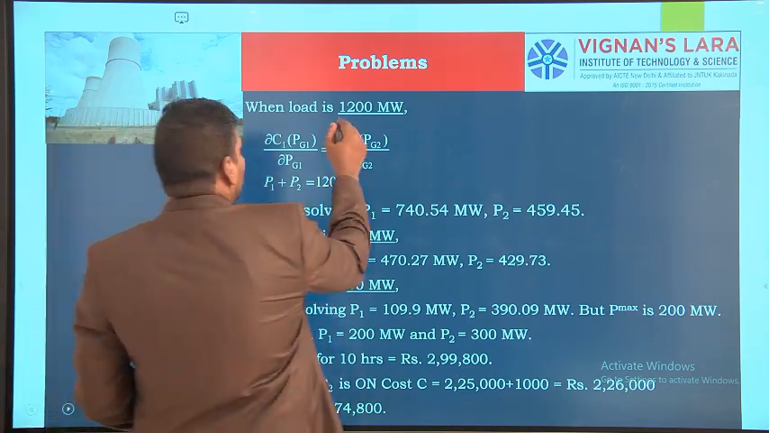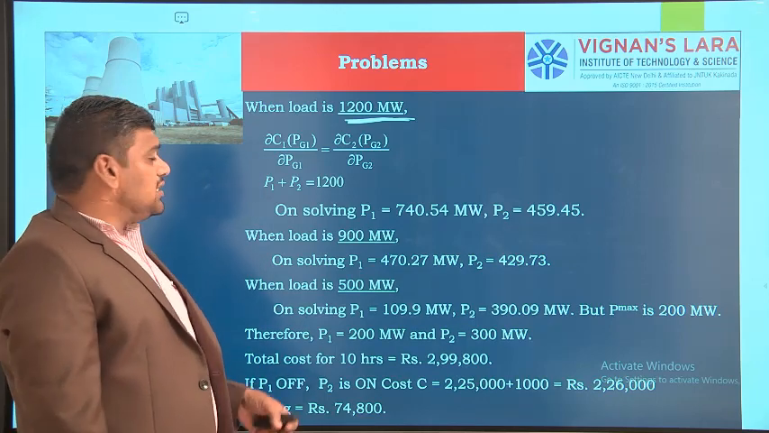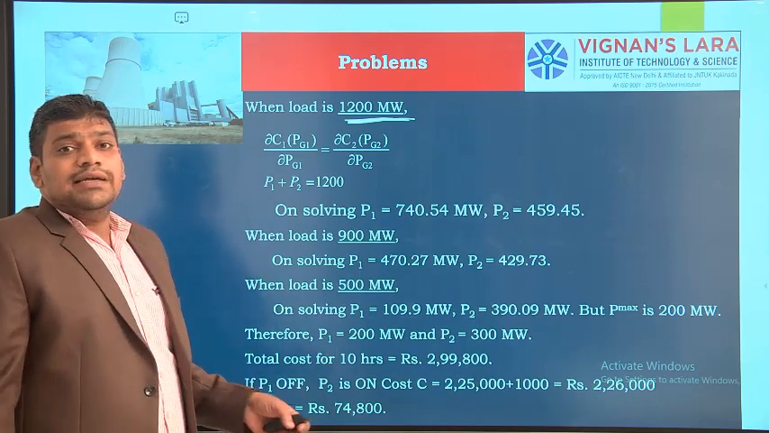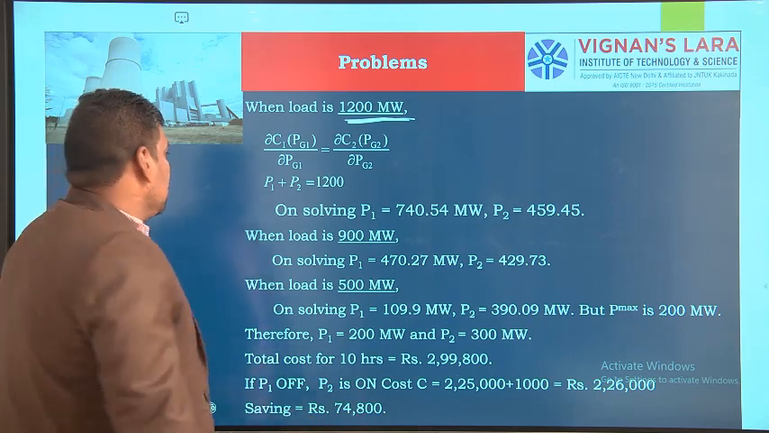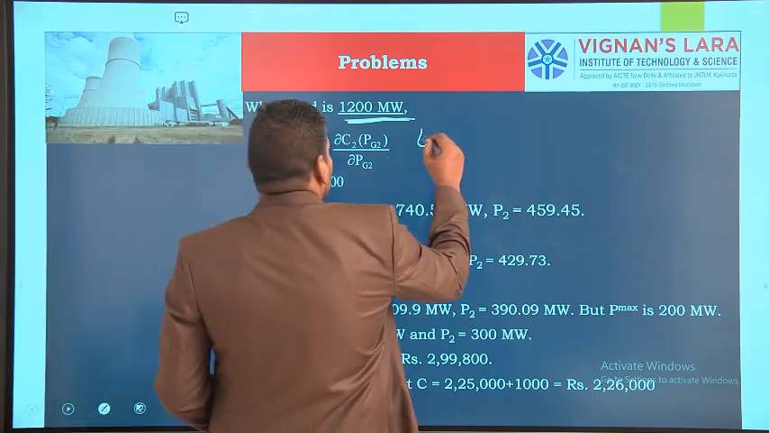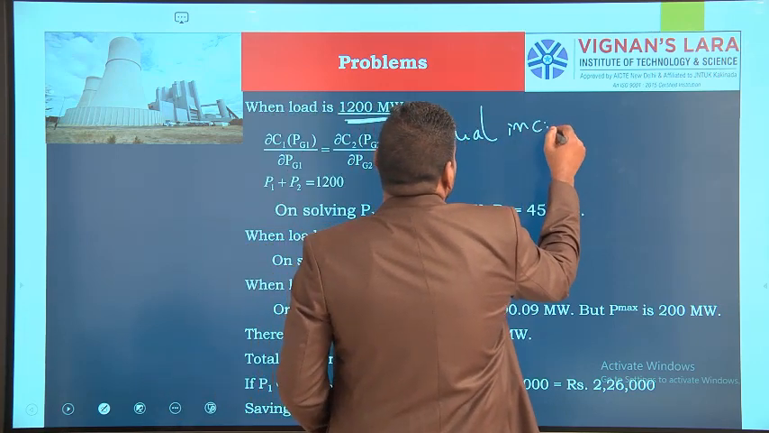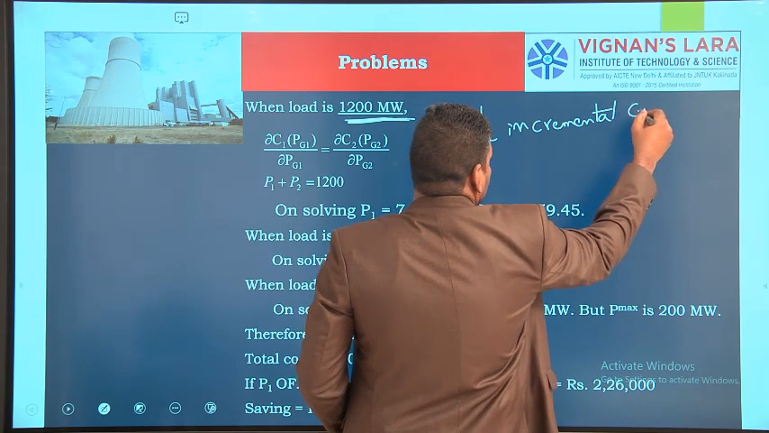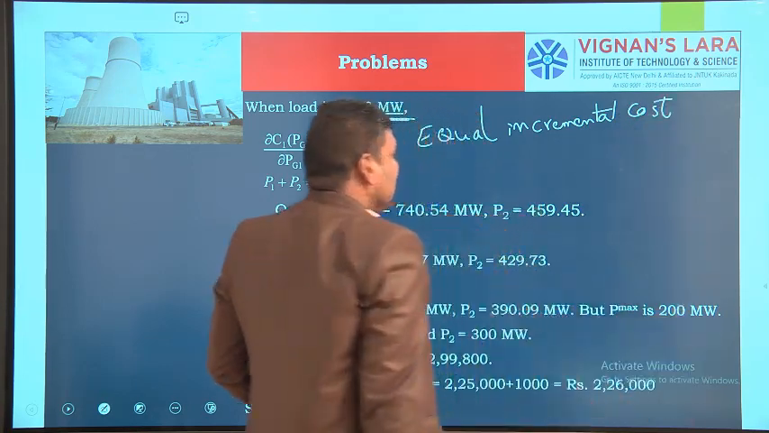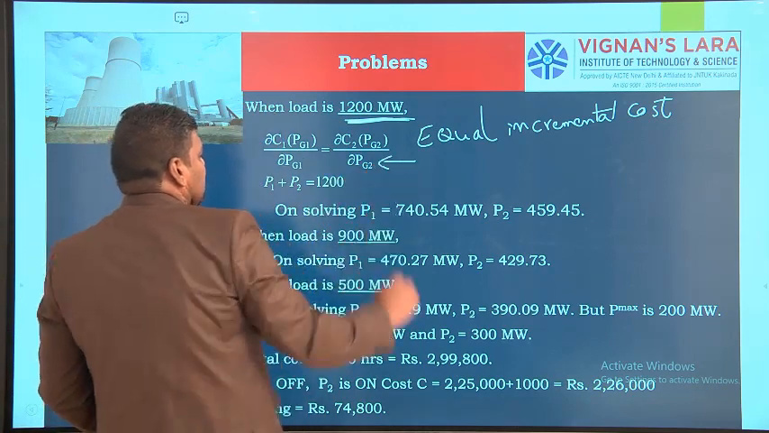When the load is 1200 megawatts, this 1200 megawatts needs to be dispatched among the two generators such that the cost is minimum. We are making use of the equal incremental cost criteria, where the incremental fuel cost for both the plants is the same.